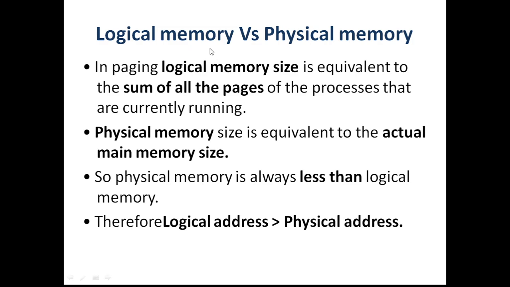Already we have addressed the difference between logical memory and physical memory. Logical memory is equivalent to the sum of all the pages of processes that are currently running, whereas physical memory is real memory. It is the actual main memory. The size of the main memory is the physical memory, and physical memory is always less than the logical memory. Therefore logical address space is greater than the physical address space.